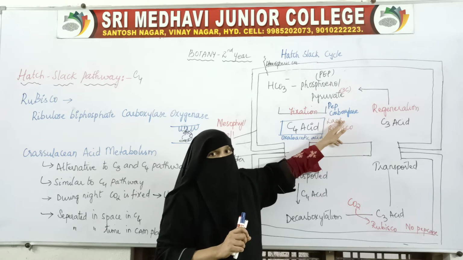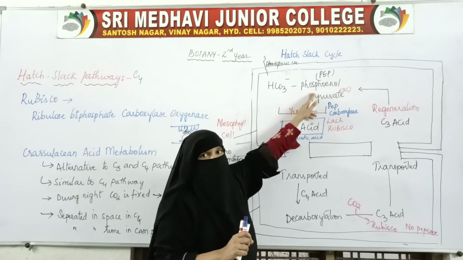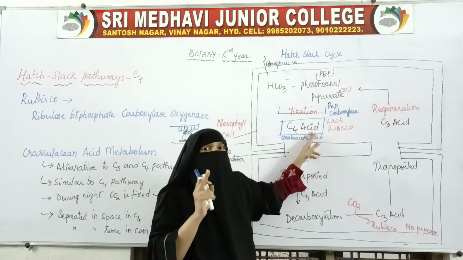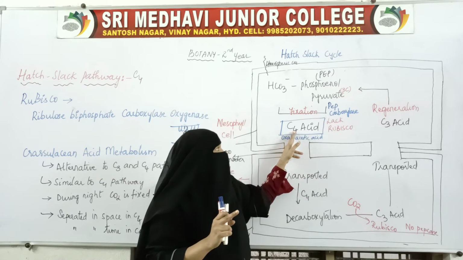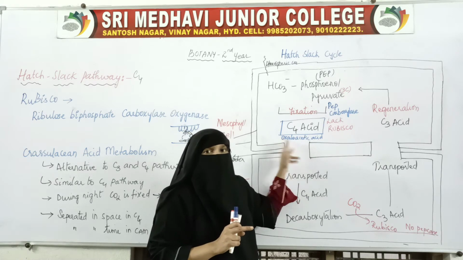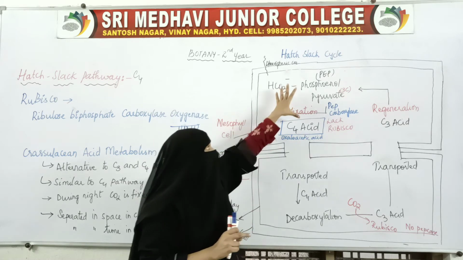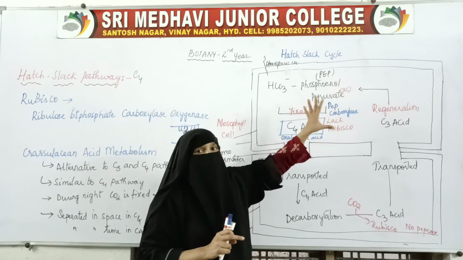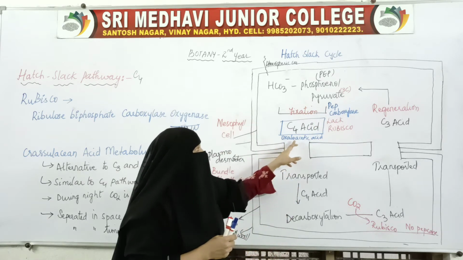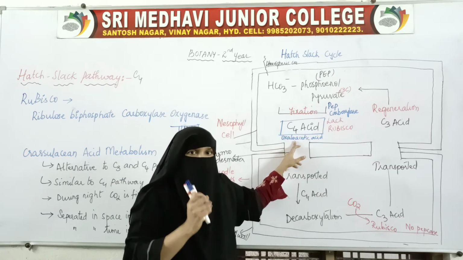PEP carboxylase helps in fixing carbon dioxide with phosphoenol pyruvate, thereby forming an acid which is a 4-carbon compound, called oxaloacetic acid. Till now, this process has taken place in the mesophyll cells. Now this oxaloacetic acid will change into other forms, such as aspartic acid and malic acid.